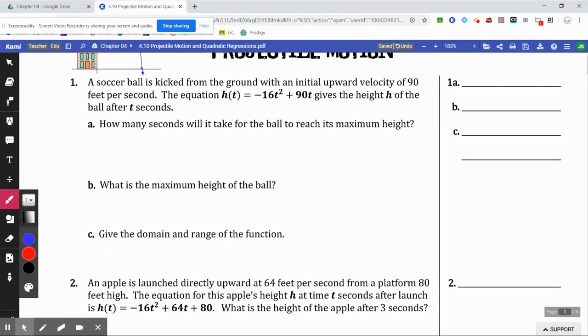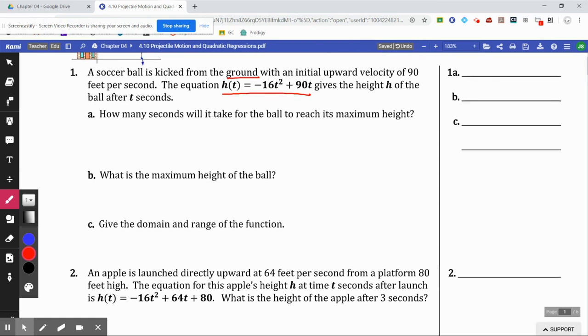Number one says a soccer ball is kicked from the ground with an initial upward velocity of 90 feet per second. That's how fast it's traveling. The equation here gives the height after t seconds. So you can plug in 1, 2, 3, 4 and see how high it is after so many seconds. Plug in 0 and notice when you plug in 0 for the t, you get 0 for the h. Why? It's because it's kicked from the ground. At time equals 0, the height is 0.